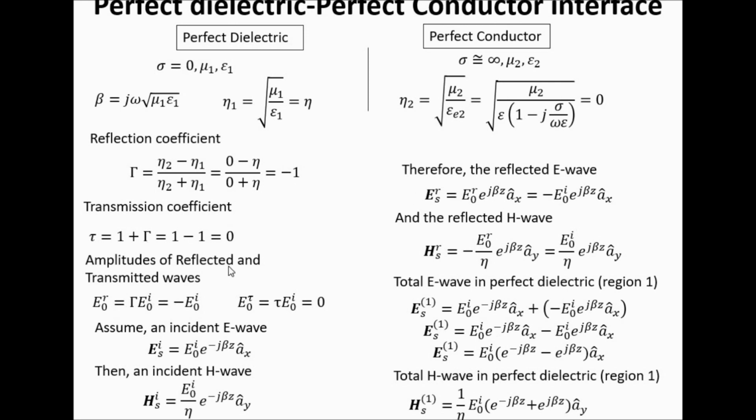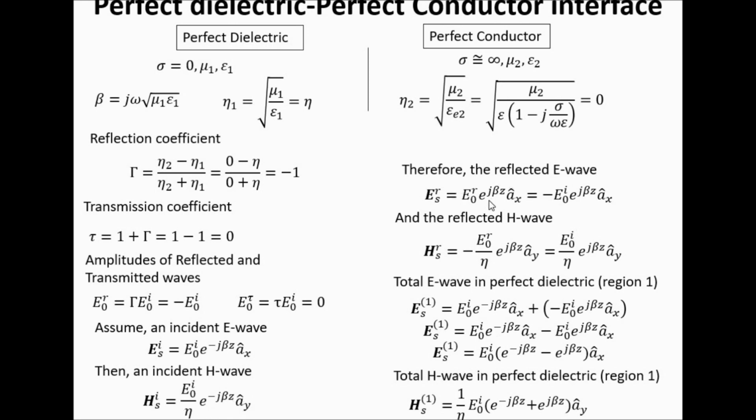So now if you want to find the reflected wave amplitude, that will be reflection times E0I. Reflection is -1, so it will be negative E0I. And the transmitted electric field will be 0. So assume we have an incident wave like this, E_si equal to E0I e to the power this, then the incident magnetic field will be E0I over eta 0 in the a_y direction. So this is the magnetic field.